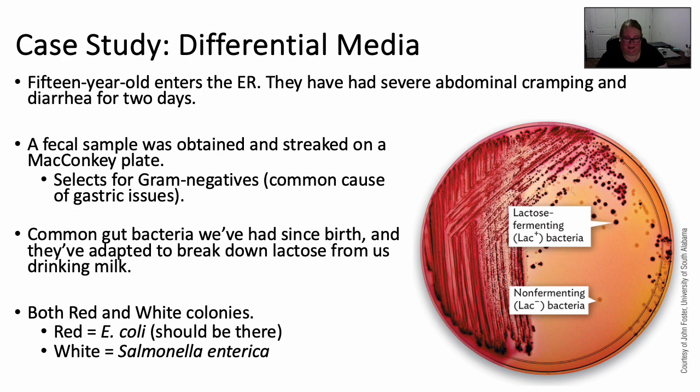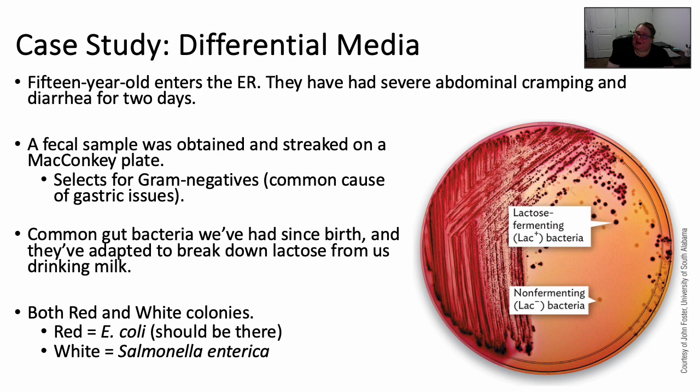The first thing the ER nurses and doctor are going to do is collect a stool sample, a fecal sample. They're going to take the patient's poop and streak it on a MacConkey plate. Remember, these MacConkey plates only select for gram negatives. Gram negatives are usually a common pathogen for gastric issues, which is why they're going to immediately streak the MacConkey plate. We're only going to get enteric, gut gram negatives that grow.